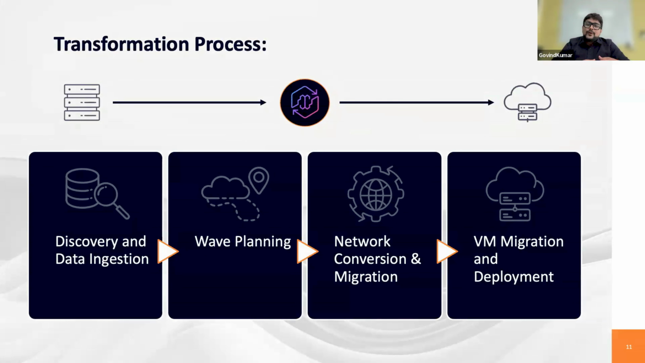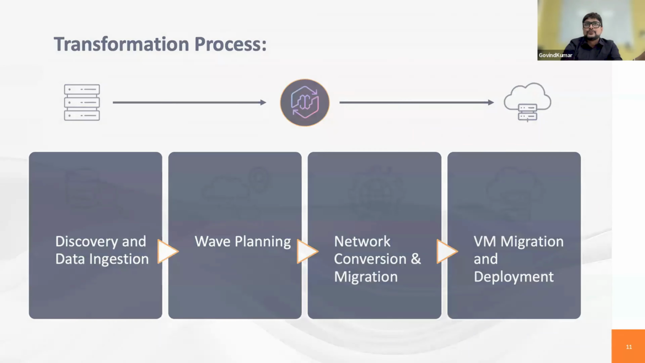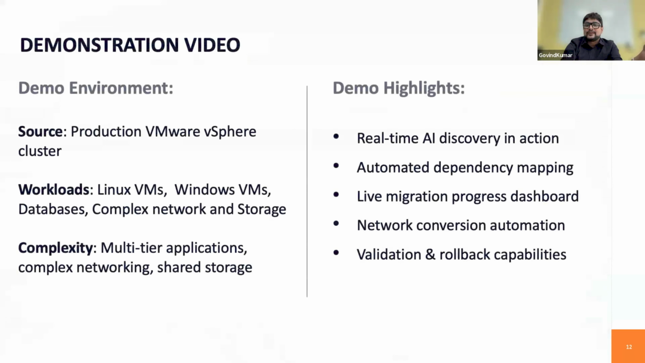Now, you might be thinking how this complete transformation process looks like, or what are the different stages that this tool generally follows, right? In this complete transformation journey, it starts with the discovery, followed by the wave planning, network conversion, and then finally doing the complete migration and deployment for your complete workload, right? So that's the flow, that's the transformation process that we have.